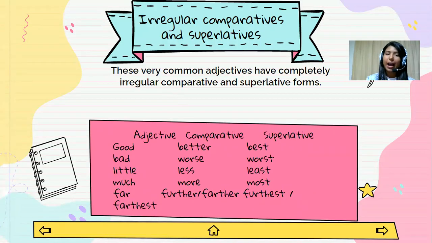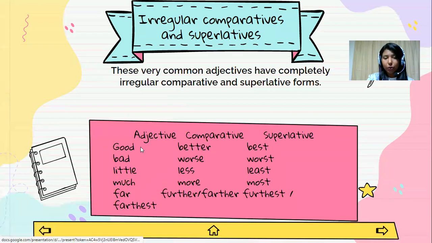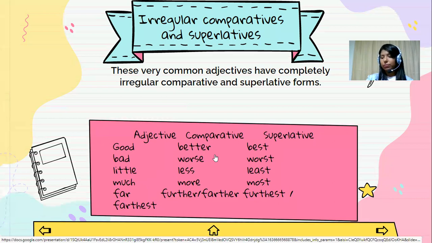So as in every rule, we have some exceptions. And in comparatives and superlatives, we have some irregular adjectives that you have to remember. For example, these very common adjectives have completely irregular comparative and superlative forms. We have good, bad, little, much, far. Okay, we have good, where the comparative form is better and the superlative is best. Okay, for example, I can say my phone is better than yours. It means that I can say my phone is a good phone.